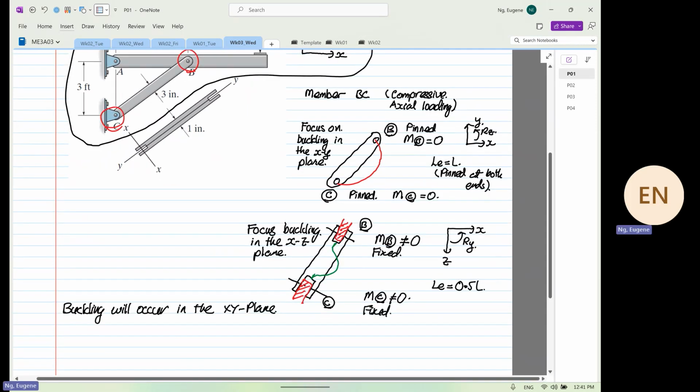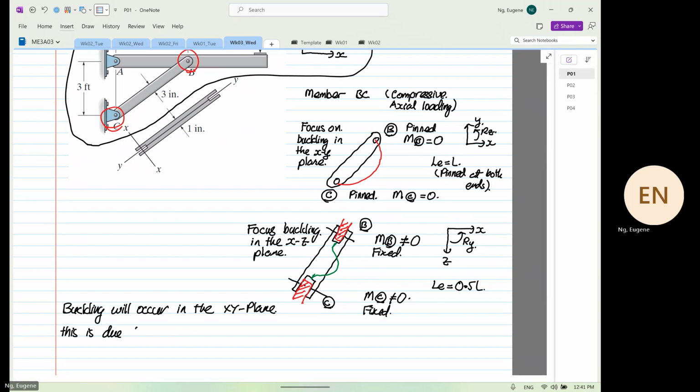Okay, and this is because LE is equal to 0.5 L, or L is equal to L, and also dependent on the cross-sectional area. So you have to check. When I say cross-sectional area, it is also dependent on your what? Your I value. Are we clear?